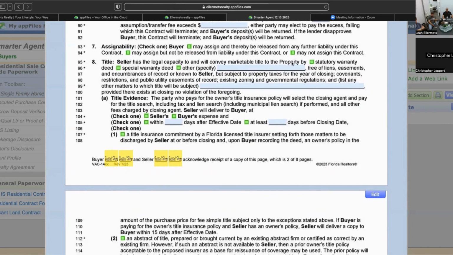Title. Seller has legal capacity, and which kind of deed are you going to get? So there's all sorts of things here. Would prefer to see statutory if we can. Special warranty deed, I see those oftentimes with bank-owned properties and things like that.